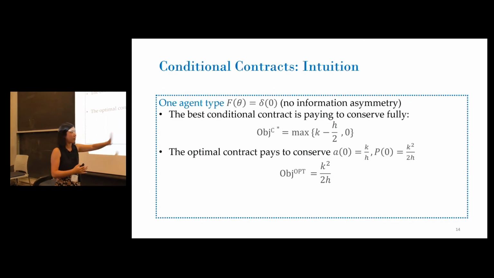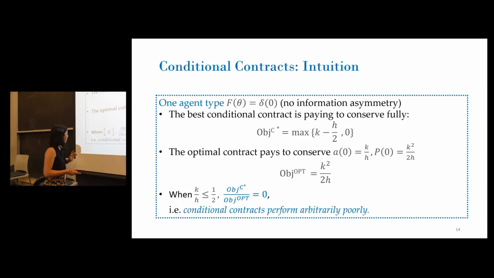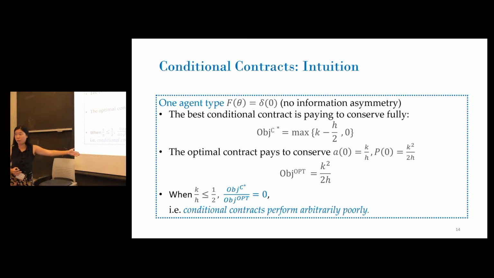Okay, don't worry too much about the specific numbers, but what you can kind of see is that they're going to conserve an intermediate amount if this K over H is in this intermediate regime, and I'm going to pay them some non-zero amount, and I get some non-zero objective. And what happens is that if K over H is kind of in this small to intermediate regime, my conditional contract is not going to pay the agent at all. The agent is not going to take any action, and so I get 0% of the payoff that I could have in an optimal contract.